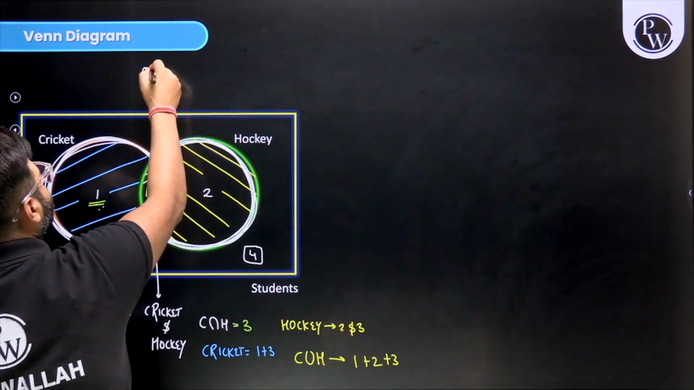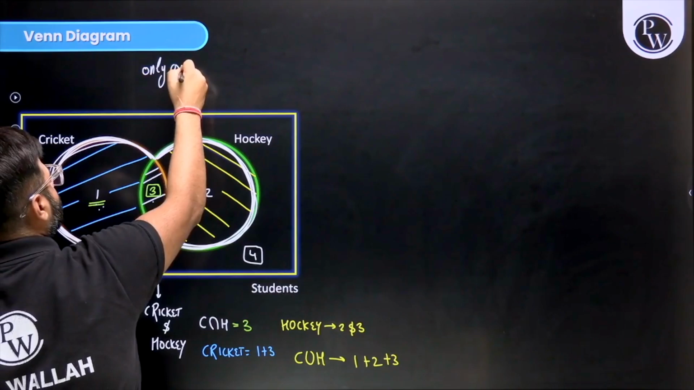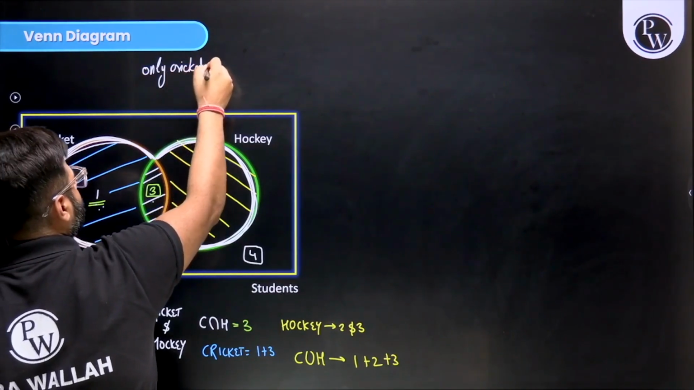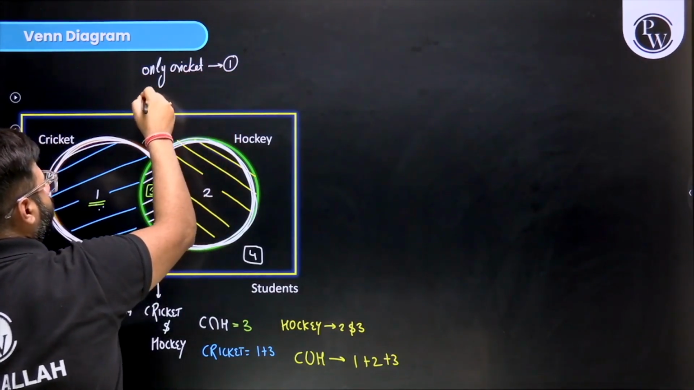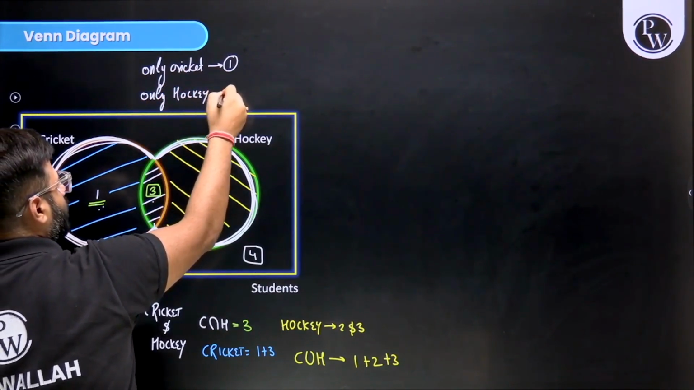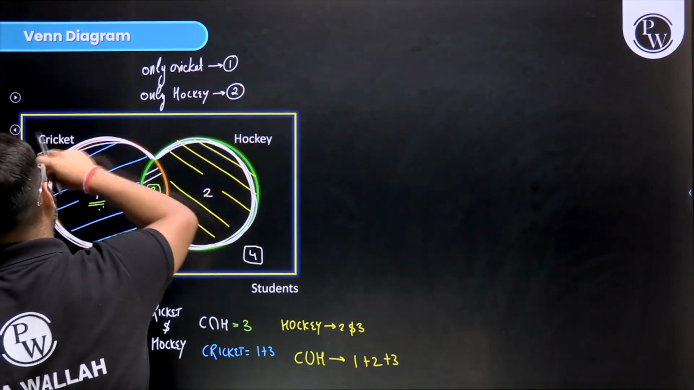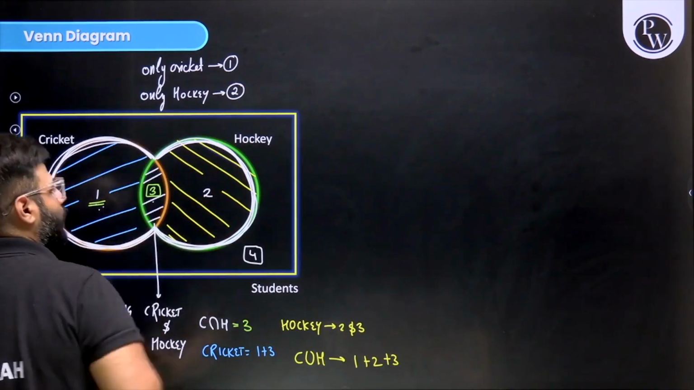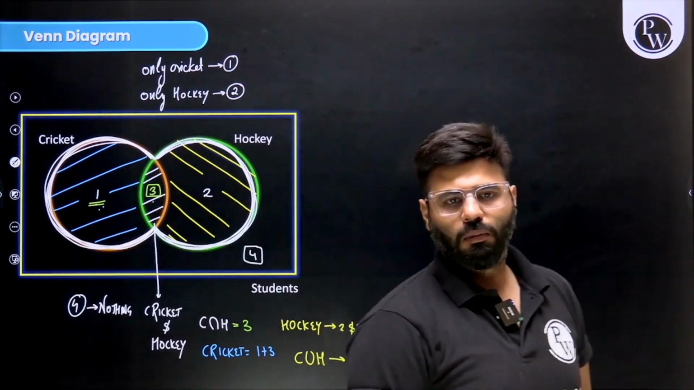If I say only cricket, then I am interested in region 1. Similarly, if you are interested in only hockey, then you are interested in region 2. Now this page is the entire theory. ये समझ गए तो सारे questions आप खुद कर लोगे without my help.